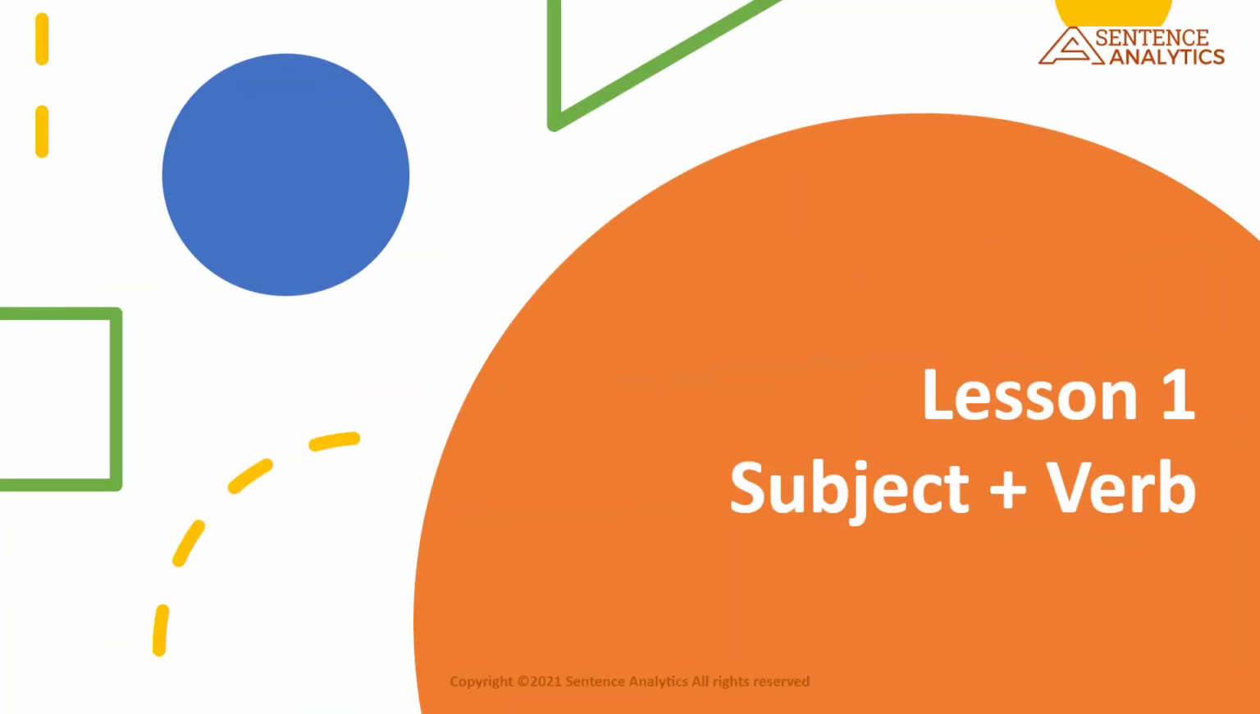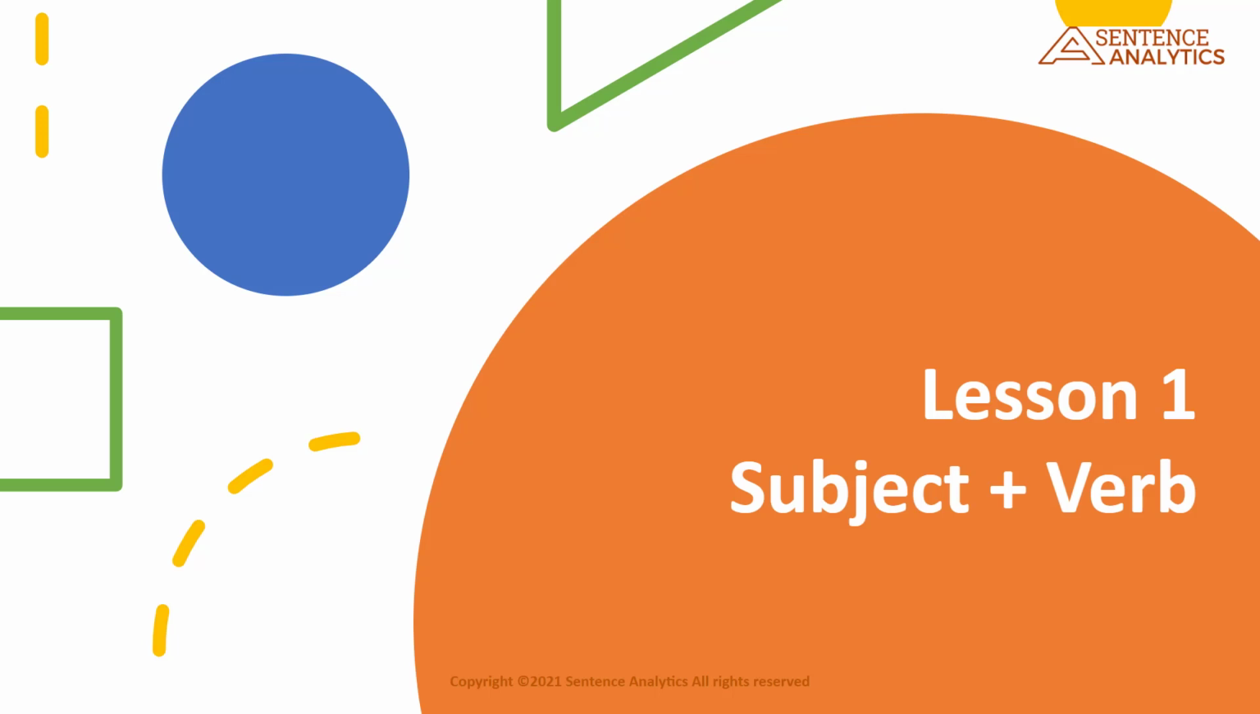Sentence Analytics Lesson 1 starts at the very beginning. The most basic sentence pattern there is: simple subject-verb sentences. All sentences must have these two elements, and they must express a complete thought.